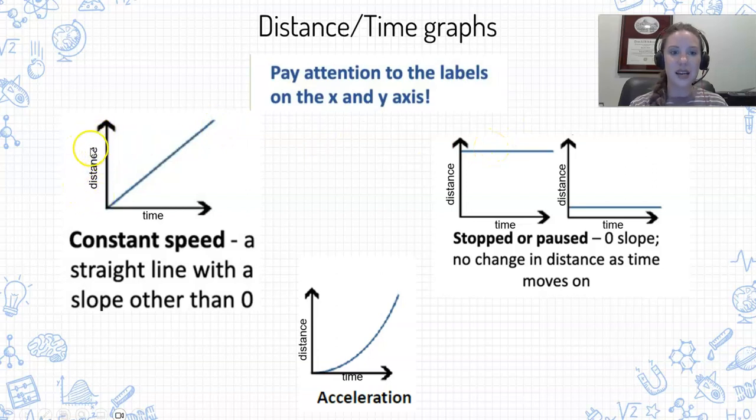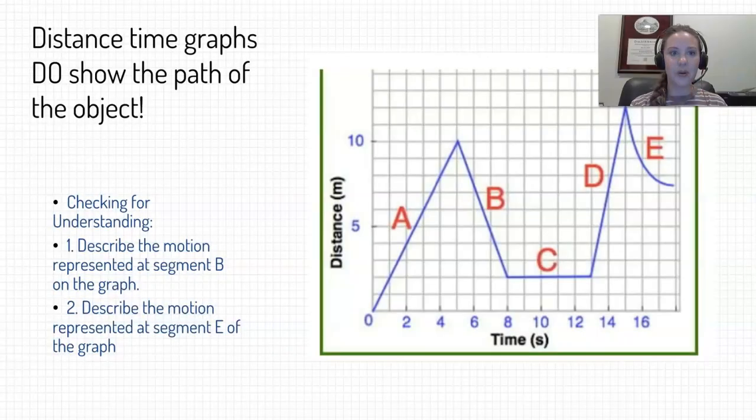A distance time graph has distance on the y-axis, okay? So let's take a look at what this might be on a real graph. As I mentioned, a straight diagonal line is going to show some sort of constant speed. It'll swoop when it's accelerating, it'll swoop the other direction when it's decelerating, and a flat line is going to show us that the object is paused.